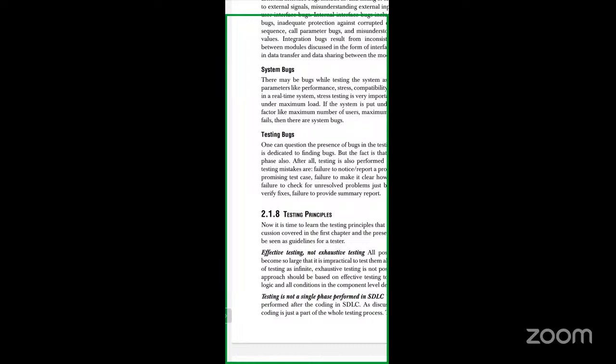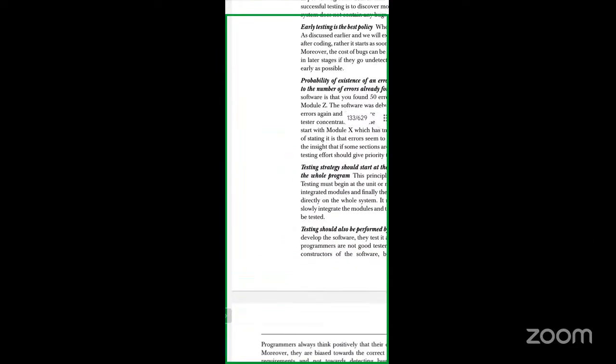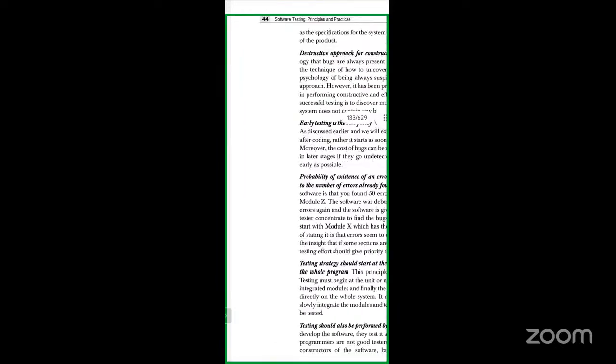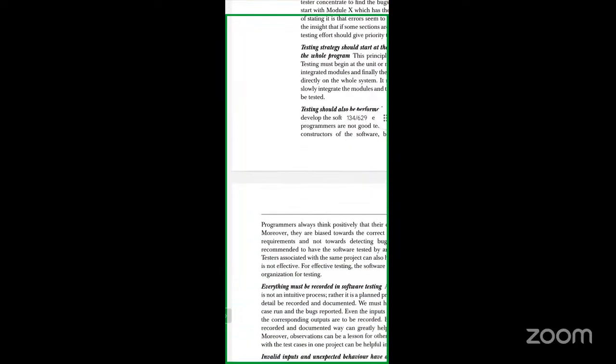Okay. While coming to the testing principles, effective testing is not exhaustive testing. As we discussed in the previous sessions, this concept we can relate to those myths and reality, right? These are all the various principles that we have in the myths and reality as well.